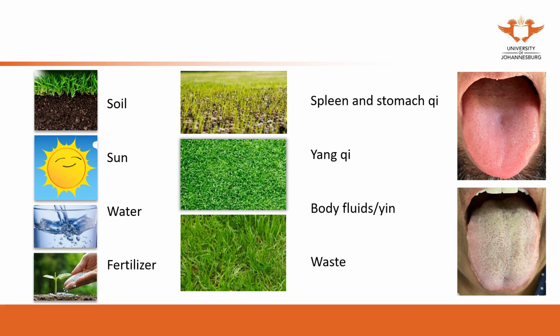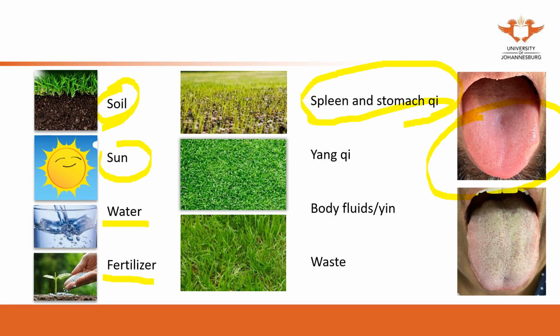So now we go back to our coating. The coating is very similar to the grasses. In order to have this kind of coating, a thin white coating, a healthy coating, we need the sun, we need the soil, we need the water, we need the fertilizer. This is all we have in the body. What's the soil? The soil is the earth. That's the spleen and stomach qi. This also can be seen from the five elements. The spleen and stomach is earth.